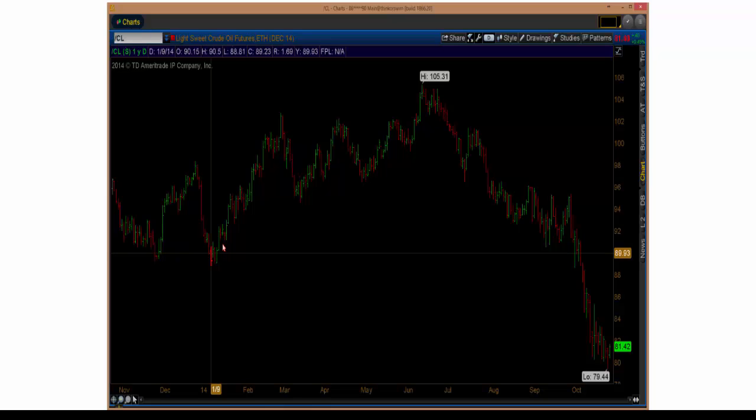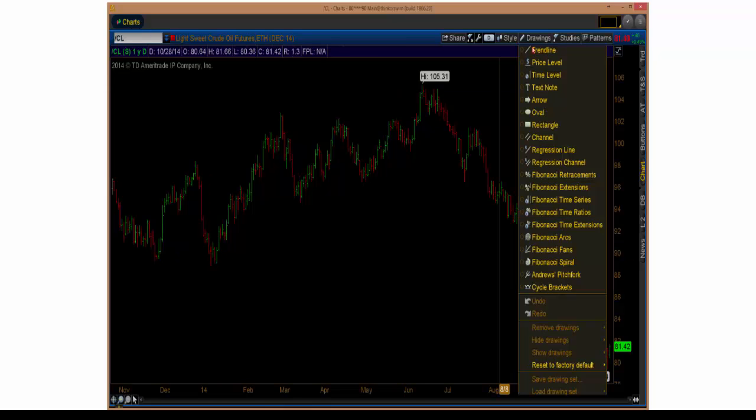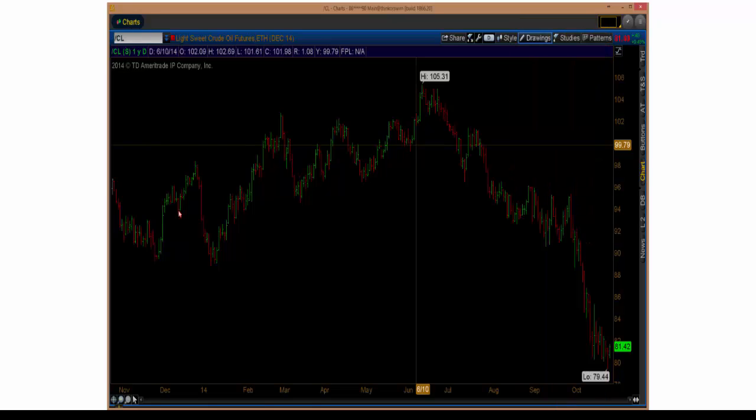Okay, all right. So we're looking at a chart of crude. I'm going to draw some lines here. What I want to do is start forward here, and then I'm going to move backwards a little bit. Let me just point out this trend. It's very clear we've got a rising trend here.